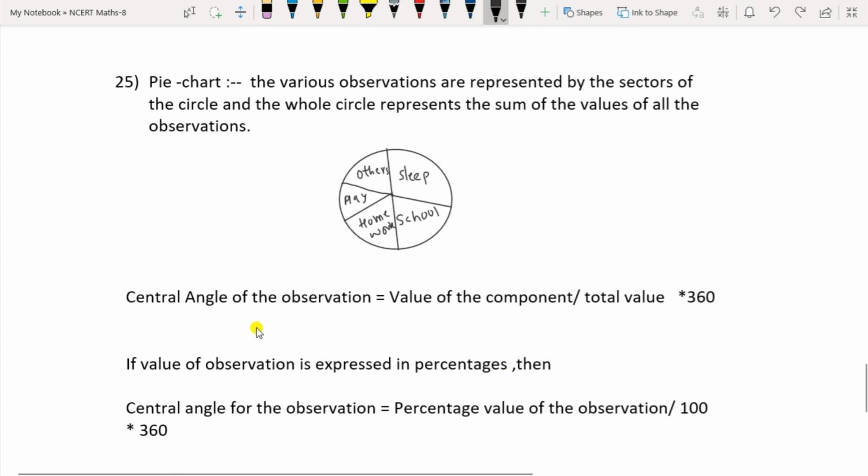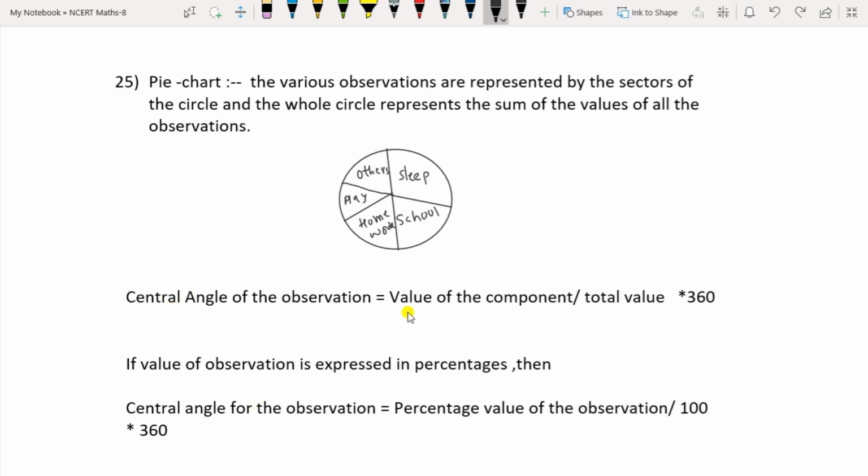Now the central angle of the observation. If you want to find the angle of the school, or the angle of sleep, here, the formula is value of the component upon total value multiplied by 360. If the value of the observation is expressed in percentage, then how can we find its central angle? Then it is percentage value of the observation upon 100 into 360. So these are the two formulas to solve.